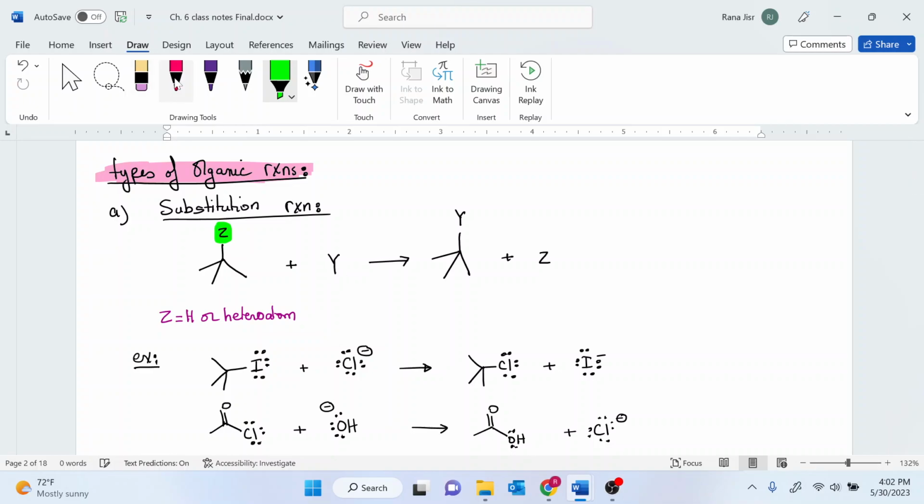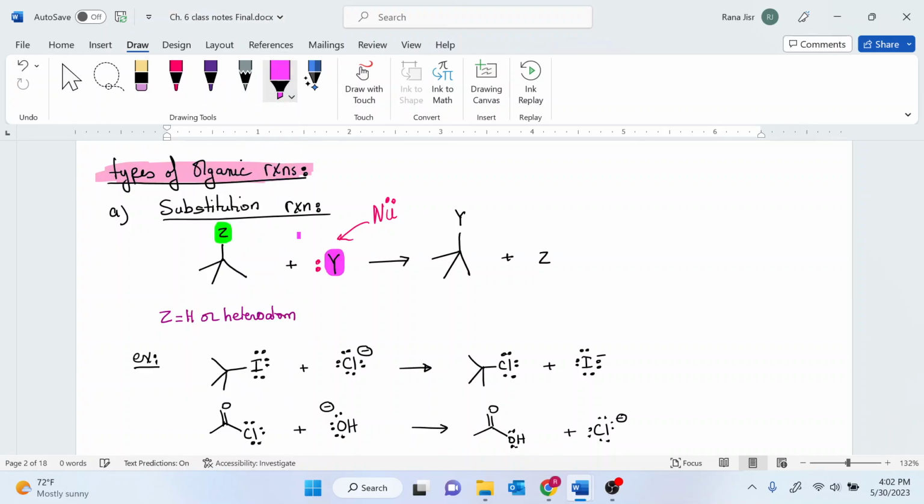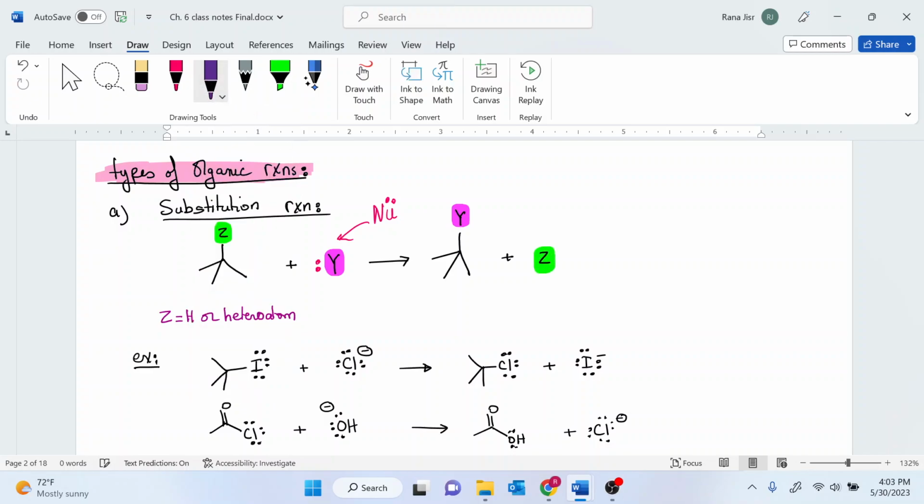Now, Y is going to be your nucleophile, and the nucleophile always needs to have electrons in there. So this is going to be a nucleophile, and the reaction is going to be the nucleophile is going to come and attack this carbon over here, break the bond, and Z is going to leave. So it's a simple substitution where Y replaces Z. So this is your Y in there, and the Y is going to replace the Z, and Z now is going to be your leaving group. So this is going to be the leaving group.